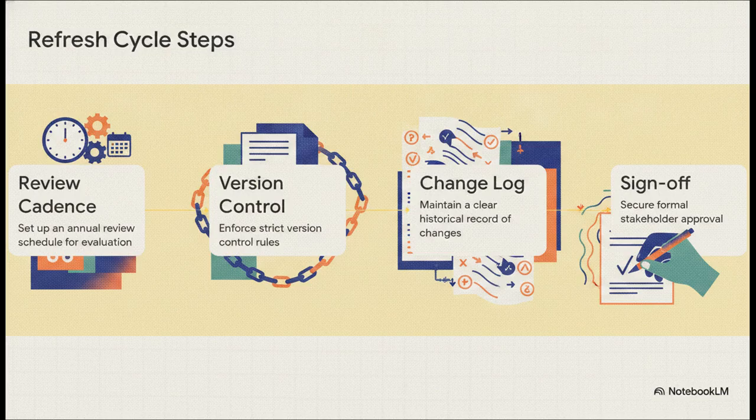First up, setting up an annual review cadence. That means locking in a strict, non-negotiable schedule for evaluation. Second, enforcing strict version control. Your whole team has to know they're looking at the current rules, right? Third, maintaining a clear change log. You need that precise historical record of what changed and why. And fourth, securing formal stakeholder sign-off to keep leadership completely aligned and accountable. These 4 steps, they bring total order, stability, and control to a chaotic landscape.